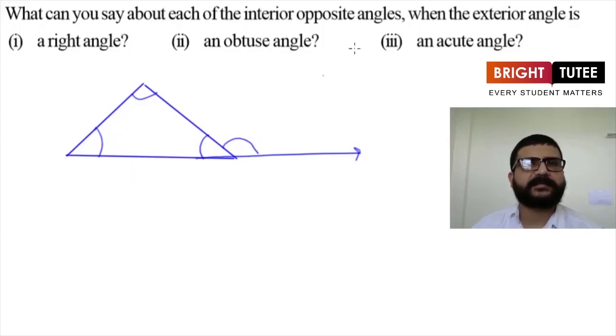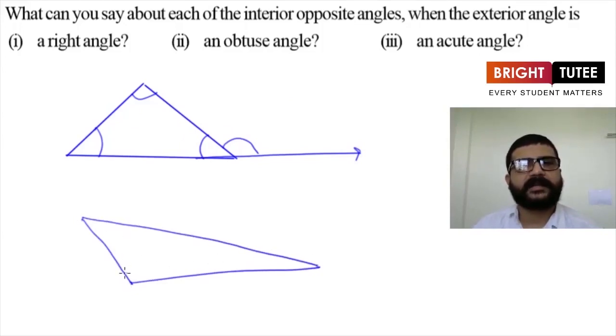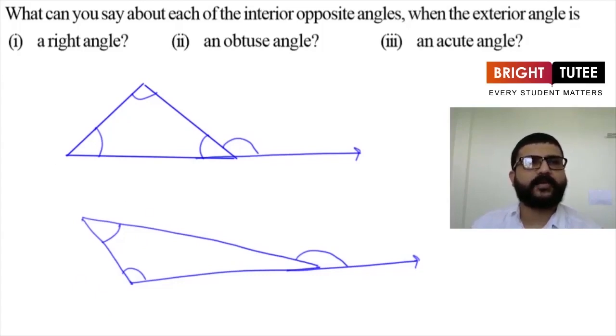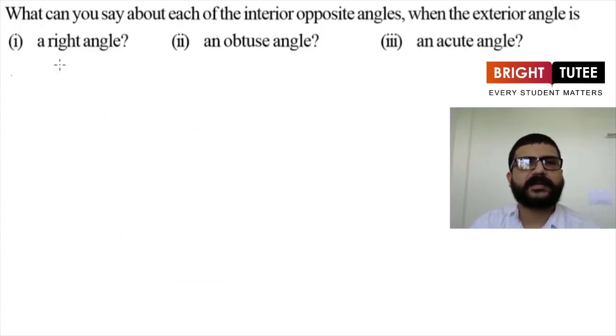That was a right angle triangle, and here we have taken an acute angle triangle, as all the angles are acute angles here. Now let's take one obtuse angle triangle. So it will be like this. Now this is the obtuse angle. Let's take the exterior angle as this angle. Now what can we say about the interior opposite angles? As we can see here, one of the angles is acute and one of the angles is obtuse. So what we have seen in all three cases is that one of the angles is always acute, and the other can be either acute, right, or obtuse. We don't have any kind of restriction for the second angle.